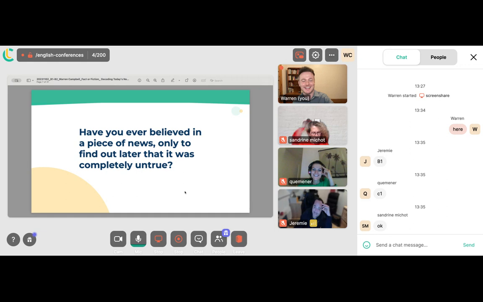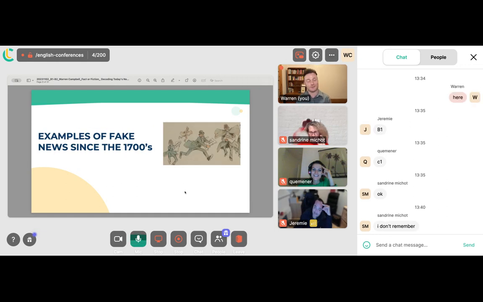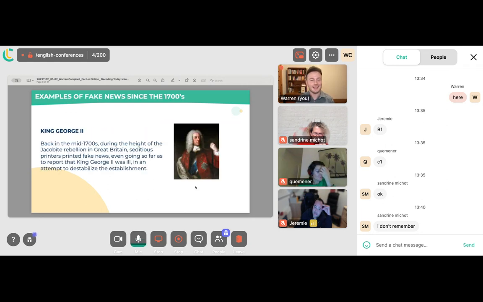Okay. So, fake news has been around for a long, long time. We're going to take a look at some fun examples of fake news since the 1700s, the 18th century. King George II. Here's a fun fact for you, a history lesson. Back in the mid-1700s, during the height of the Jacobite Rebellion in Great Britain, seditious printers printed fake news, even going so far as to report that King George II was ill in an attempt to destabilize the establishment.